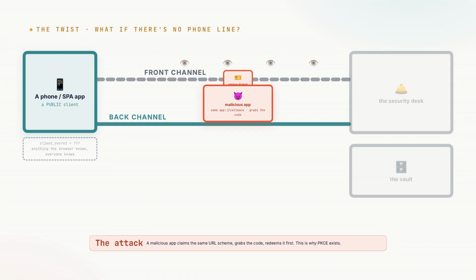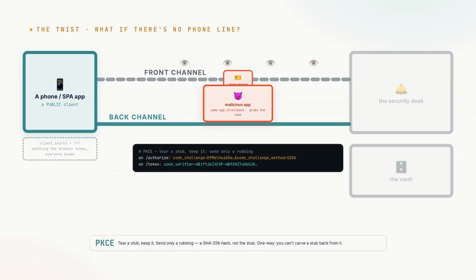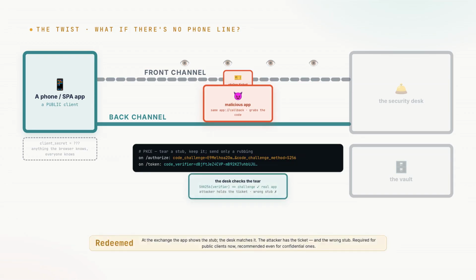So before you ever leave, the contractor tears a stub off a ticket and keeps it. It sends the desk a rubbing of the tier, just the shape. A SHA-256 hash, not the stub, and a rubbing is one way. You can lift it off a stub, but you could never carve a stub back from the rubbing. At redemption, it produces the stub, and the desk checks the tier against the rubbing. The attacker has the ticket and the wrong stub, and because the rubbing is a hash, having it doesn't help you carve one. That's PKCE, required for public clients now, and recommended even for the ones that do have a secret.